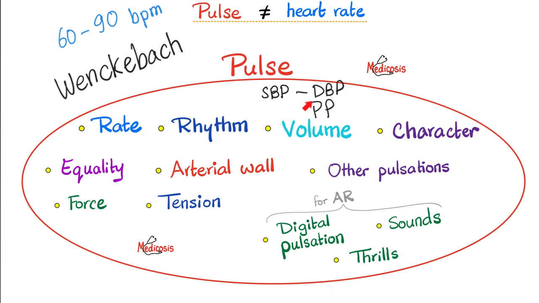Patients who have high pulse pressure will have high volume, and patients with low pulse pressure will have low volume. What's the normal pulse pressure? Well, what's the normal systolic blood pressure? Let's say 120. And what's the normal diastolic blood pressure? Let's say 80 millimeters of mercury. So what's the difference between the two? What's the normal pulse pressure? 120 minus 80 equals 40. So the normal pulse pressure is about 40 millimeters of mercury, and this is normal volume.